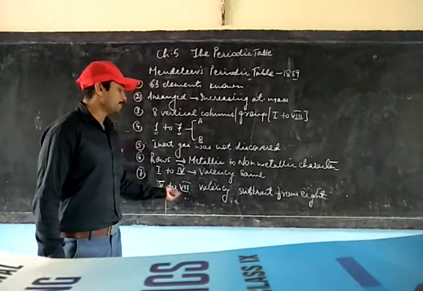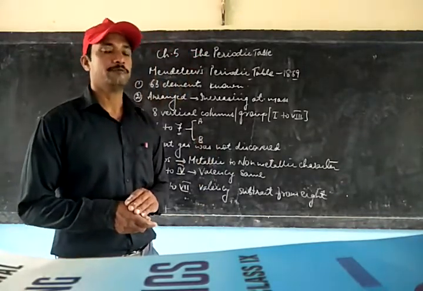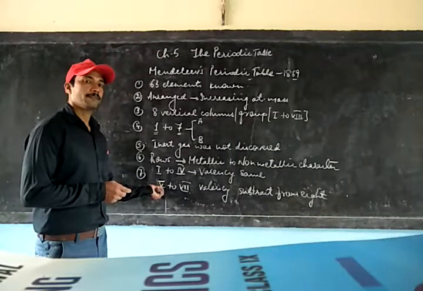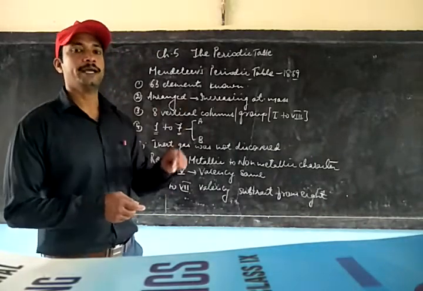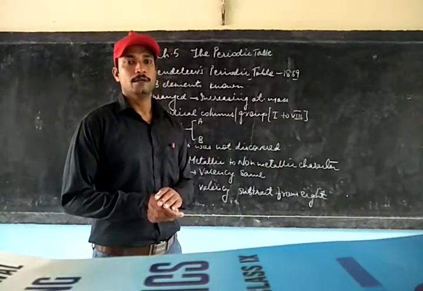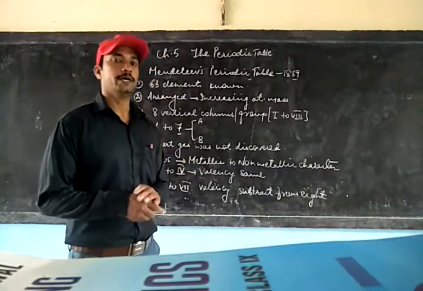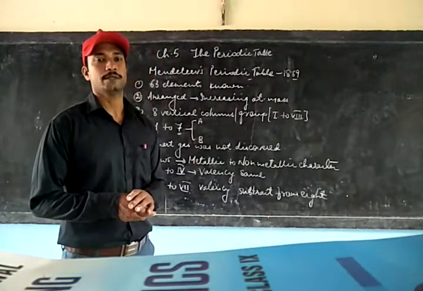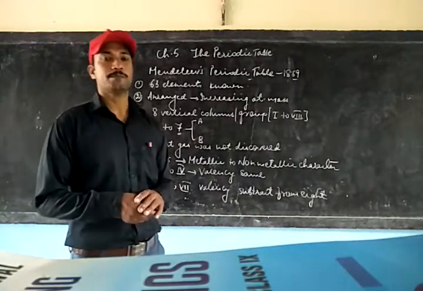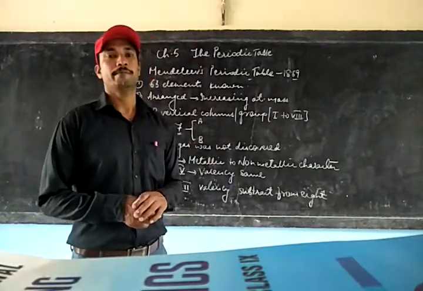But for the elements from group 5 to 7, the valency can be determined by subtracting the group number from 8. For example, nitrogen, which comes under group 5: when you subtract 5 from 8, you get 3, which is the valency for nitrogen. Chlorine falls under group 7, so on subtracting 7 from 8, we get 1, which is the valency for chlorine. So for the valency from group 5 to 7, we have to subtract the group number from 8. These are the important features of Mendeleev's periodic table.